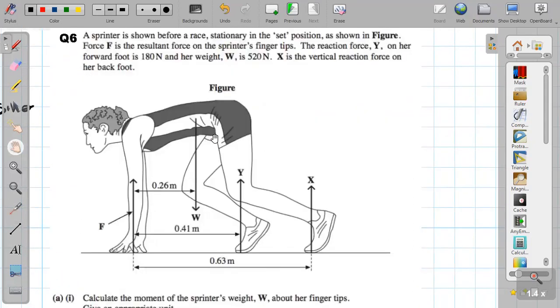A sprinter is shown before the race, stationary in the set position, as shown in the figure. F is the resultant force on the sprinter's fingertips.